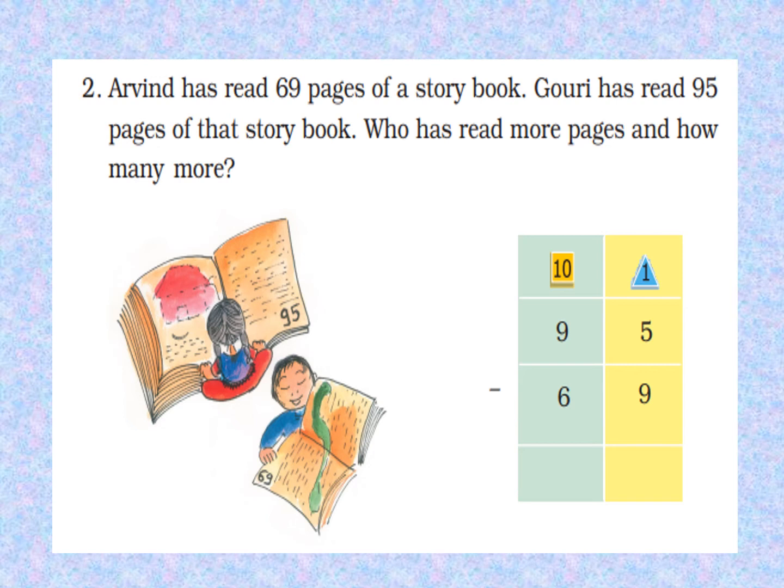So let's begin at the ones place. We have just 5 ones and we need to subtract 9 ones. So we will borrow 1 from the tens place. We will now have 15 ones. We can easily subtract 9 and we will get 6 ones. Now looking at the tens place, we only have 8 tens now and we will subtract 6 tens. So we will get 2 tens left. So Gauri has read 26 more pages than Arvind.